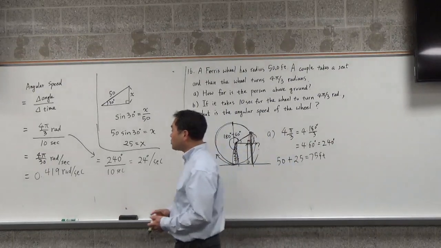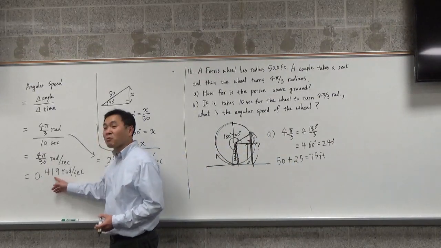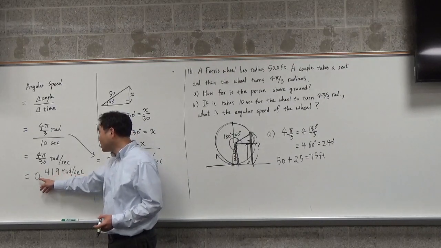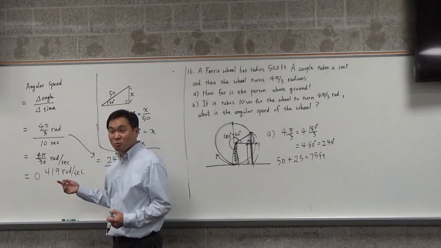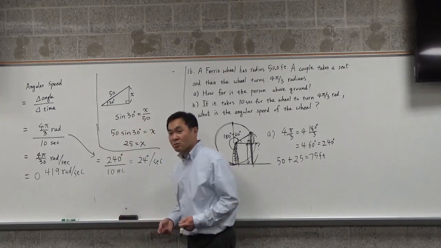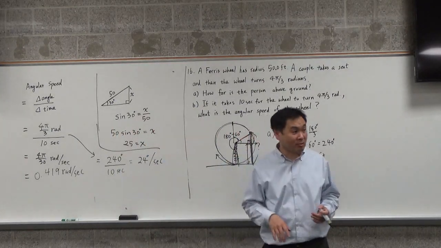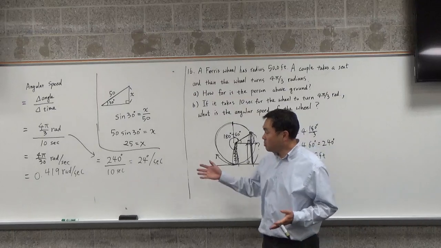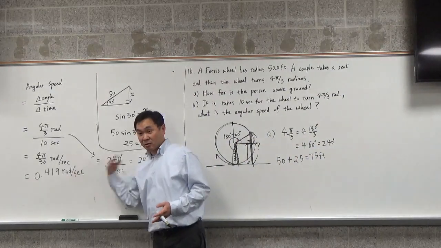And if you want, you can even change this to revolutions per second. You can divide this by 2 pi to change it to revolutions. So depending on the unit, this might have several answers. Yes? You would accept either on the test? On the exam, I would accept either one.